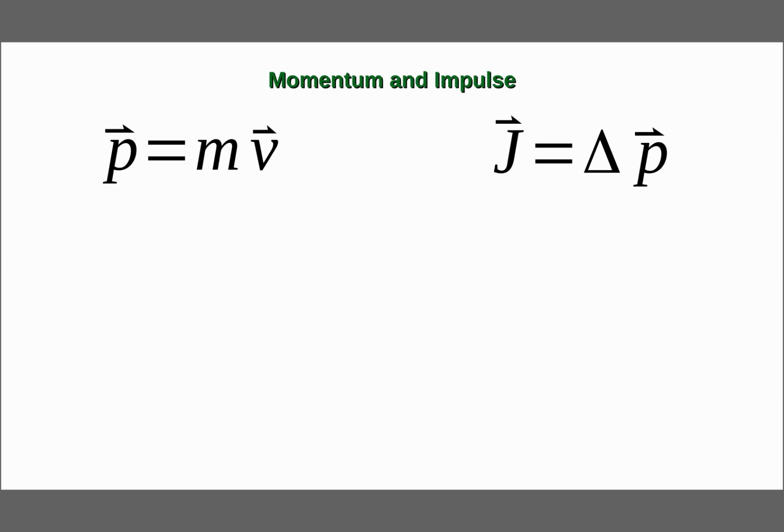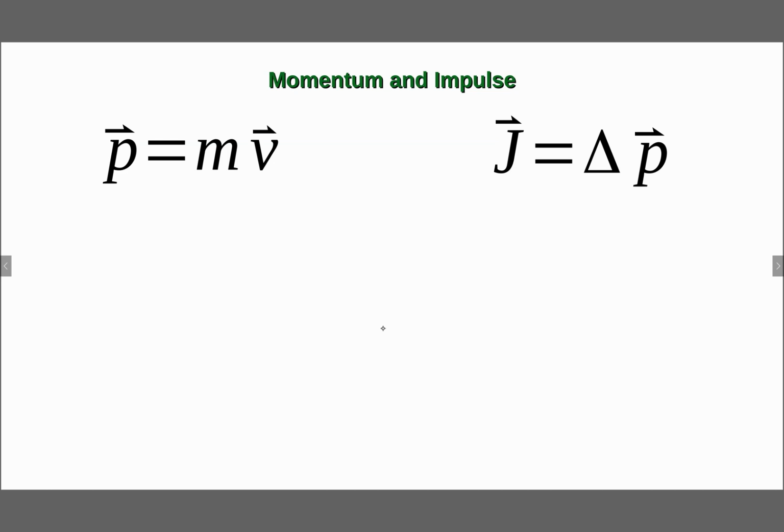So let's start by introducing the quantity momentum. Momentum, which we usually designate with little p, is an object's mass times its velocity. Now notice that unlike an object's energy, momentum is a vector. Okay? So when we add momentum, we have to use vector addition. We can't just add the magnitudes like we can with energy.